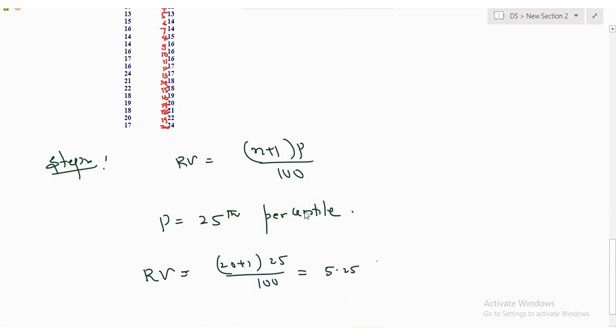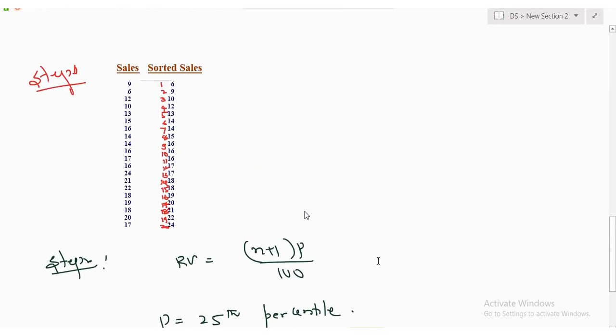Agreed? So go here and look at where my 5.25 is going to fall. This is the ranking, in red color. Where is it going to fall, guys? Agreed or not? My ranking is going to fall between 5th rank and 6th rank, right? 5.25. And look at the difference, the blue values. What is the difference? 13 rupees to 14 rupees. How much is the difference?